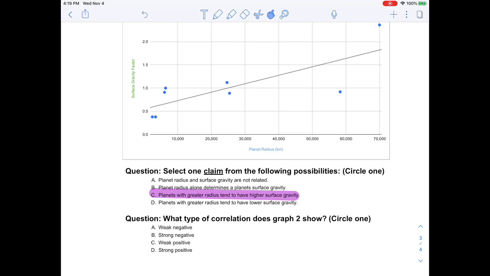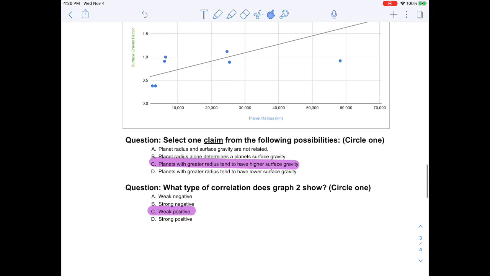All right, next question. What type of graph is shown in 2? What type of correlation? Is it a weak negative, strong negative, weak positive, or strong positive? So this is a positive slope. The line is trending upwards, so we know it's positive. Is it weak or strong? Now, compared to the first graph, this is definitely a weaker positive. So I'm going to highlight weak positive for this trend line.